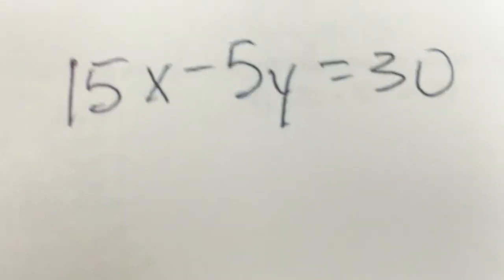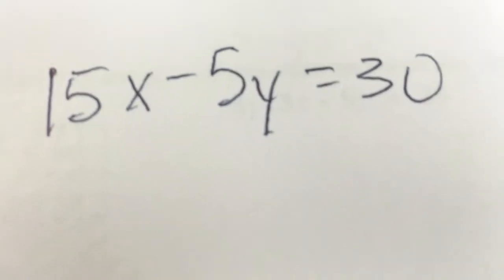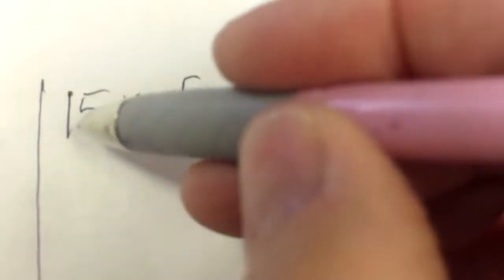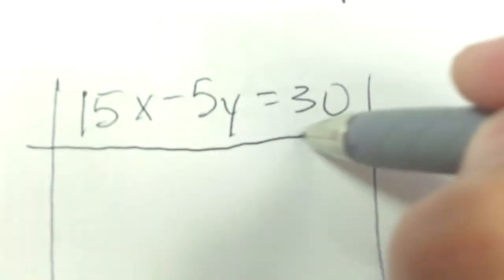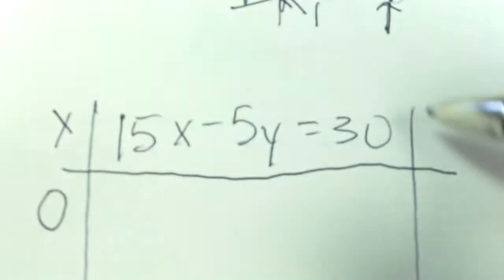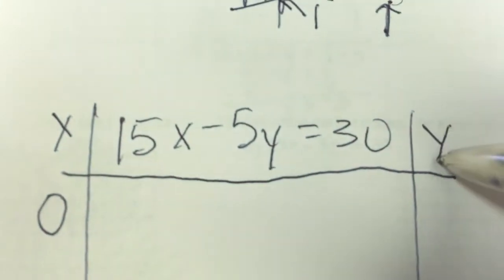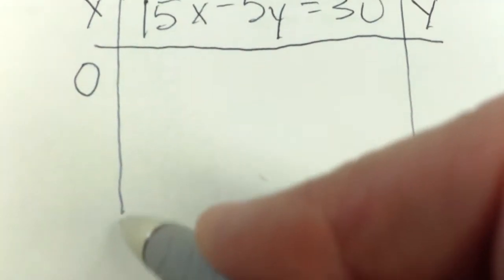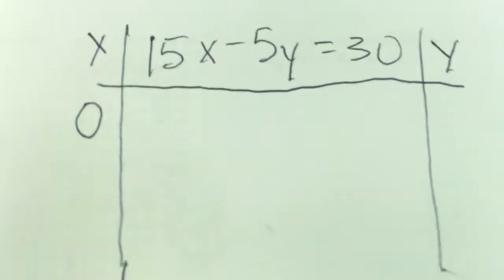15x minus 5y equals 30. This one is not an inequality, it's an equation. And we're going to find the x and y intercepts. So I'm going to make x 0, and that'll give me the y-intercept. And then I'm going to make y 0, and I'll find the x-intercept.